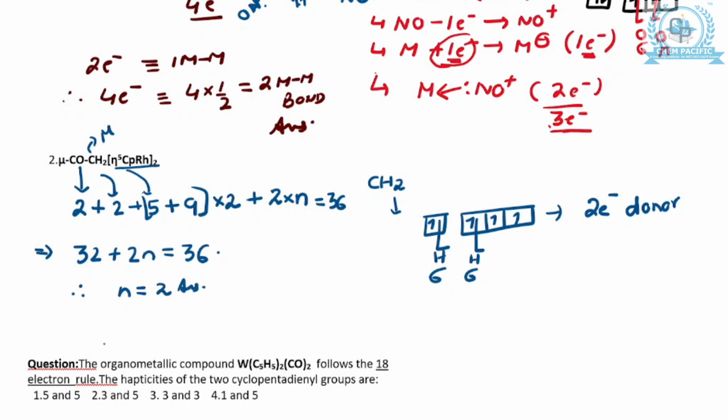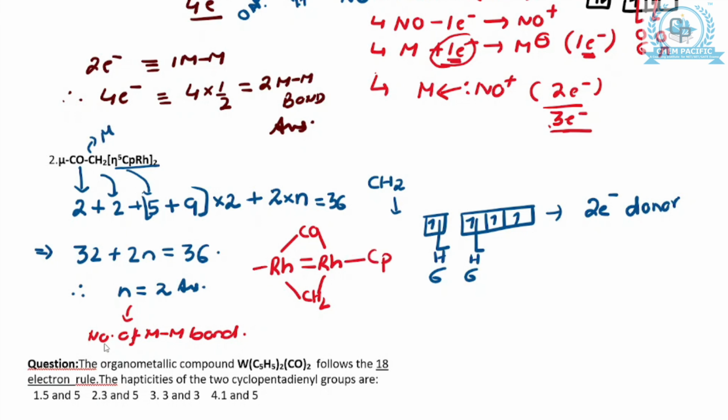Now, let's draw the structure. So, this is the number of metal-metal bonds. Clear? So first, the number of metal-metal bonds that we have calculated, we will draw that first because we have calculated it with effort. And then you are having two ligands in the bridged form. Right? And you are having eta 5 bond by 2 Cp's. Each Cp is bonded to each metal.